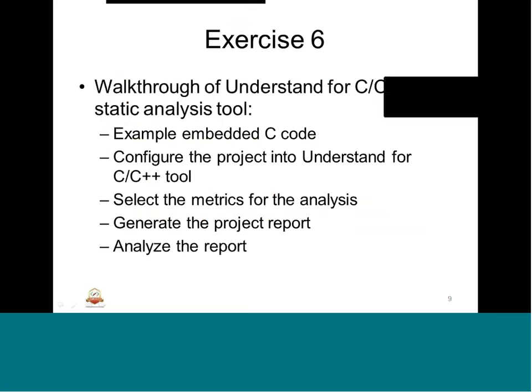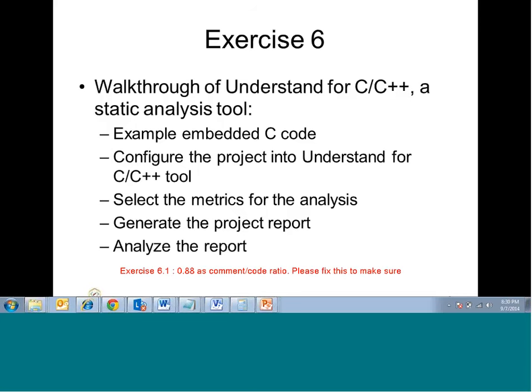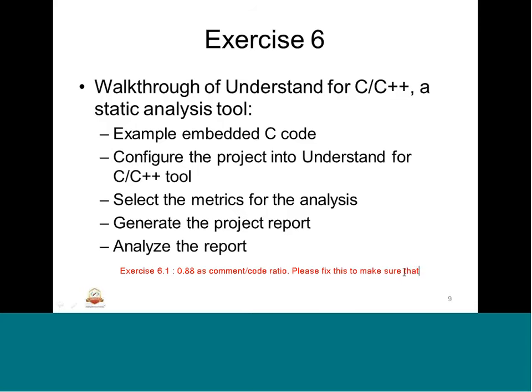Okay, so now let's put an exercise for today based on this course. It says 6.1, I will say. Currently we have 0.88 as the comment versus code ratio. Please fix this to make sure that it's 100%. It should be 1.0. That is one example.